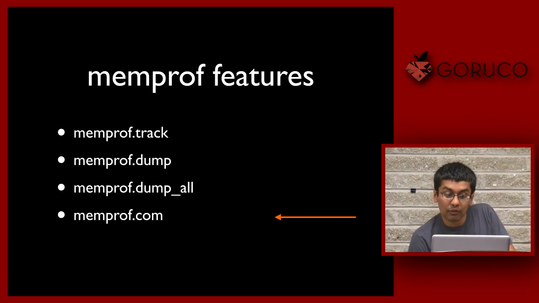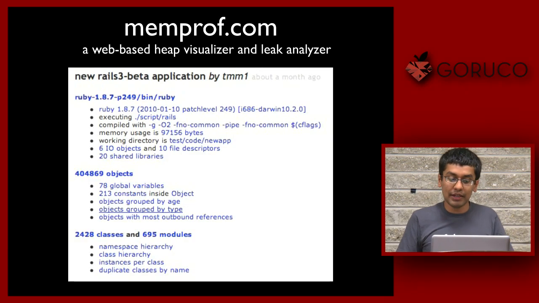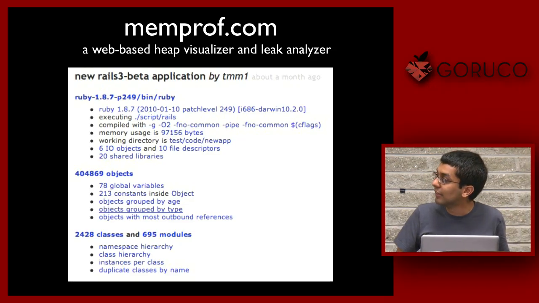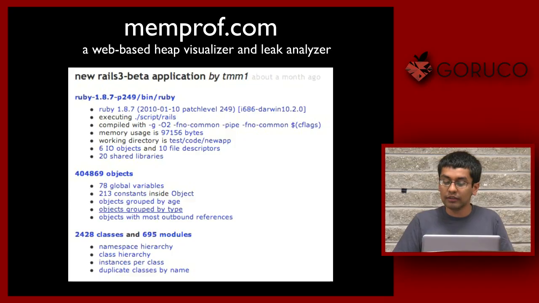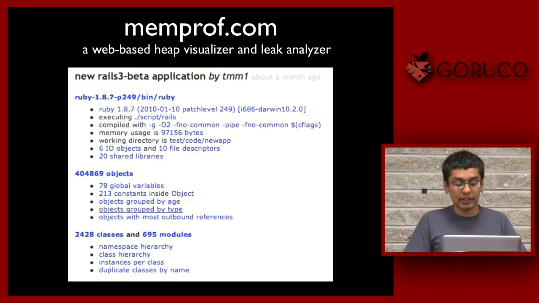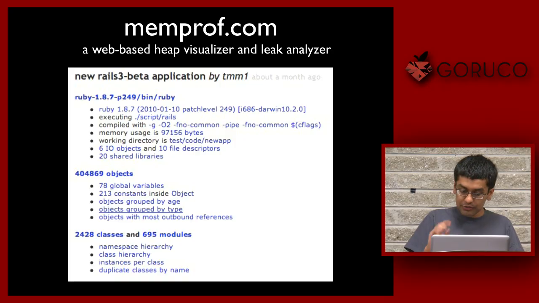So finally, one of the features of memprof is a web-based service called memprof.com, which is a web-based heap visualizer and leak analyzer. This basically takes that dump from memprof.dumpAll and loads it into MongoDB, applies a bunch of indexes, and then creates a nice little web UI to visualize all the objects inside your heap. So I'm just going to show off a bunch of features and then go through an example where I try to find a memory leak.